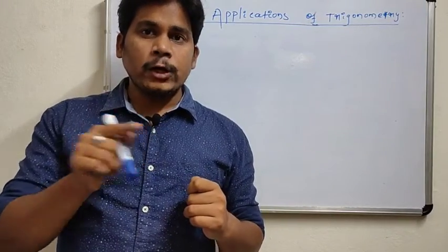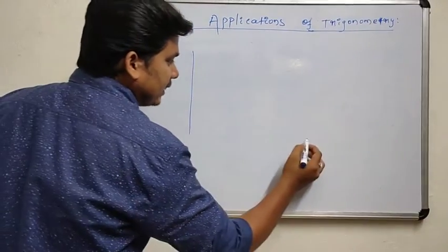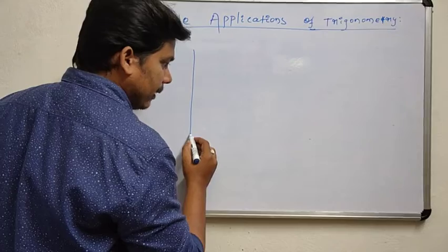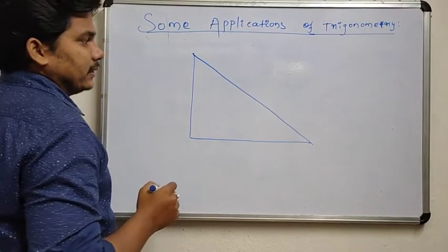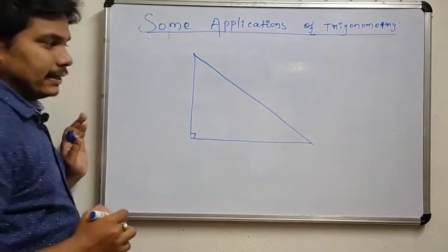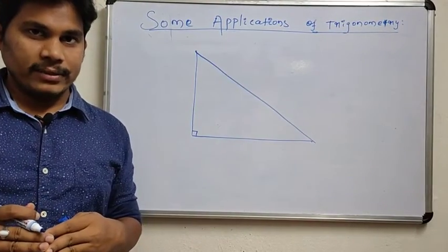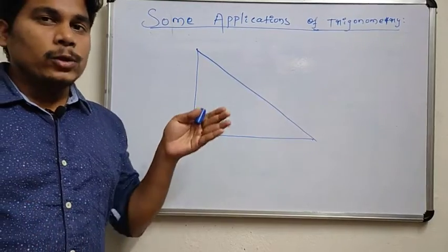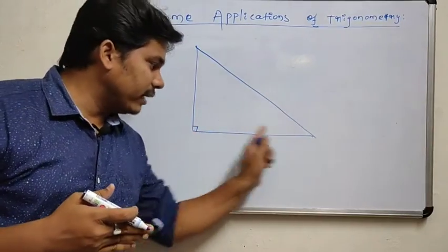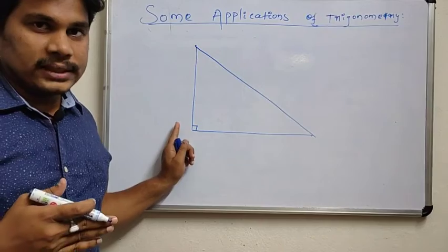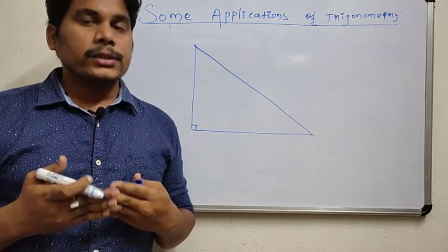In a nutshell, if you observe all these things, with an object and the observer's eye position, this is the distance, and the line joining them is the line of sight, then this will be a right triangle. As it is a right triangle, we can use trigonometry. By using trigonometry, we can calculate the distance between the observer and the object, and the height of the object. In the same way, the angle of elevation or the angle of depression.